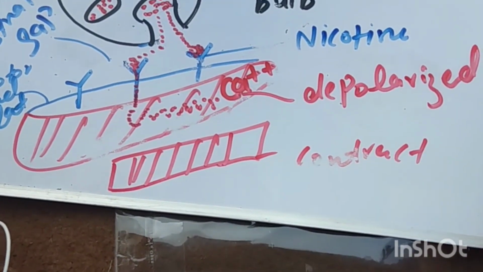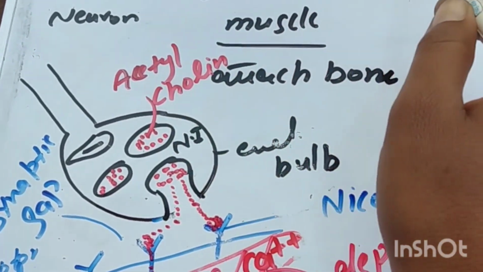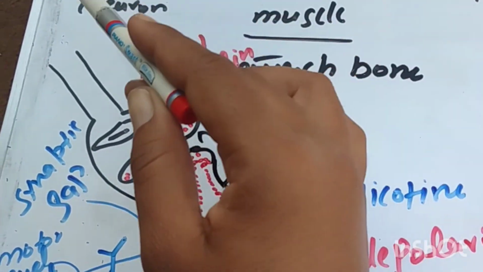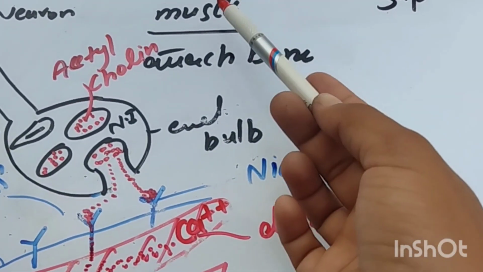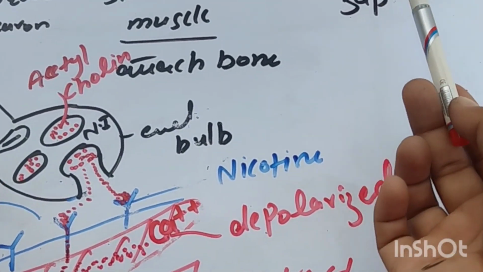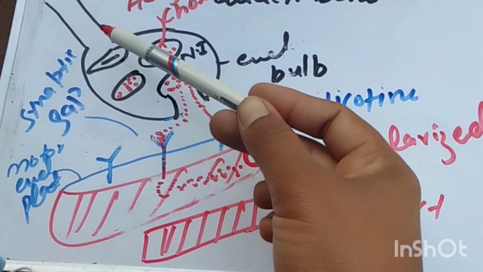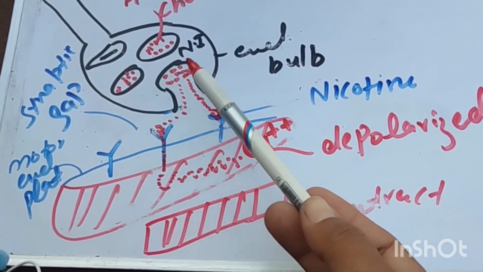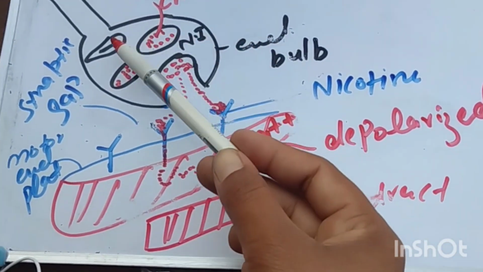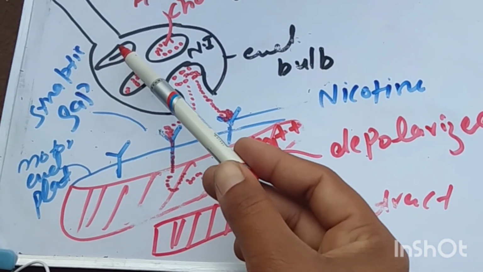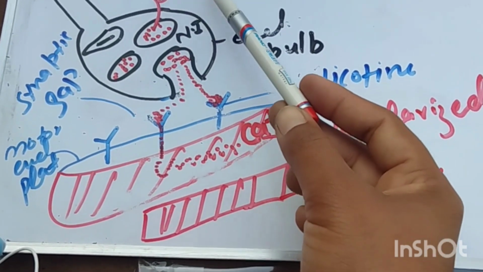So now we describe again this is our neuromuscular junction. The motor neuron is used in muscle contraction. The muscle is a skeletal muscle, and the junction is a synaptic gap between the motor neuron and the skeletal muscles. This is our motor neuron terminal, the end bulb. The end bulb consists of mitochondria, and the vesicles are filled with the chemical acetylcholine.